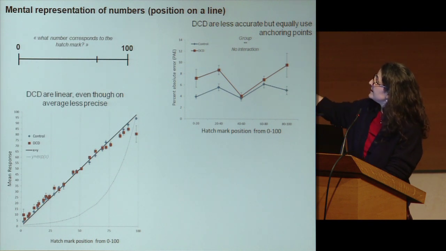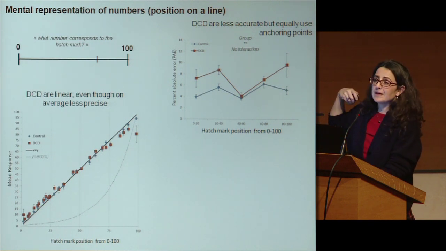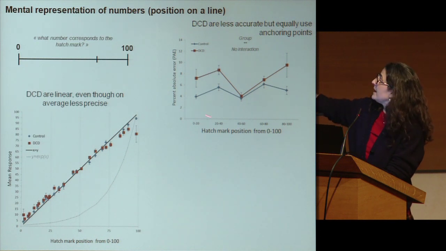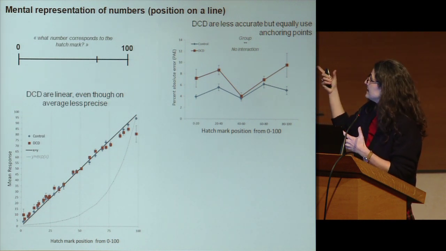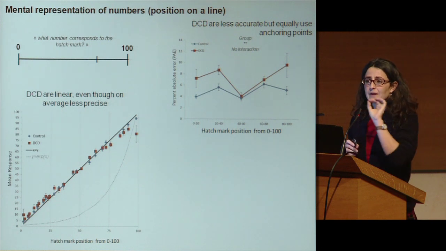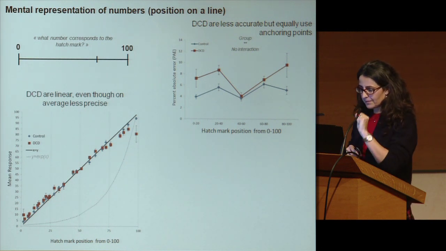However, both control and dyspraxic children show the same effect of anchoring point. That is to say, here we group the responses in 5 classes of position along the number line, and you can see that the percent absolute error is maximal when the hash mark is in between the extreme and the center, here on the left and on the right, while it was smaller when the numbers are falling around the center and around the extremes, indicating that subjects performing this task actually use the extremes and center point as reference.